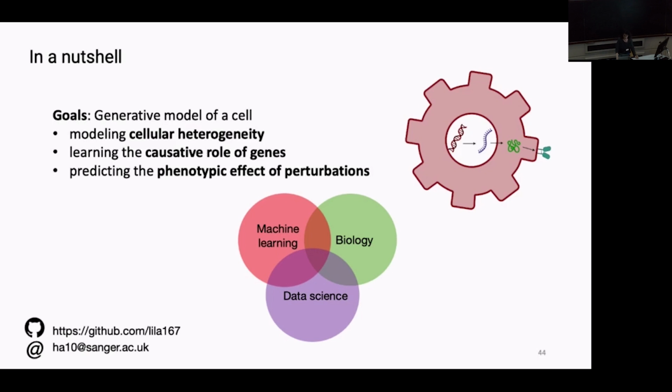So with this, I would like to conclude my talk. As I explained, the main goal of my research is developing generative models of cells. I'm interested in modeling the cellular heterogeneity, learning the causative role of genes, and also trying to predict the phenotypic effects of perturbations. This is quite interdisciplinary work which combines machine learning, biology, and also data science or statistics.